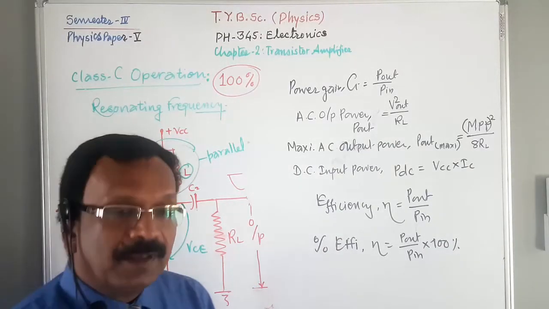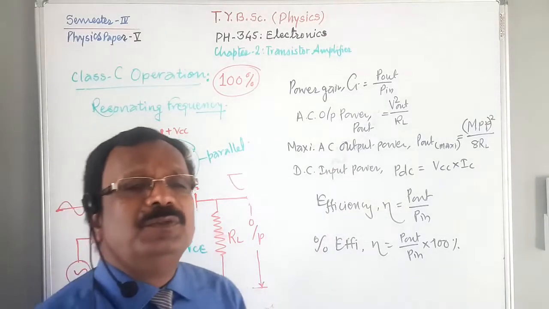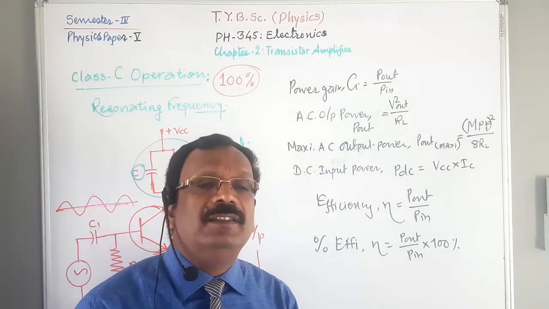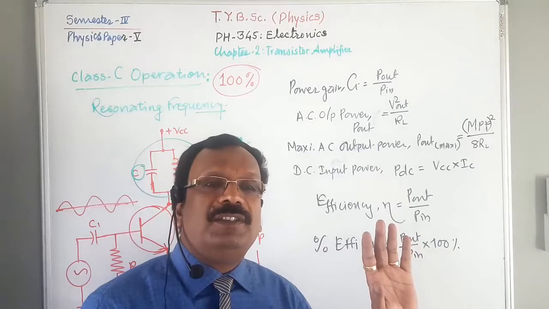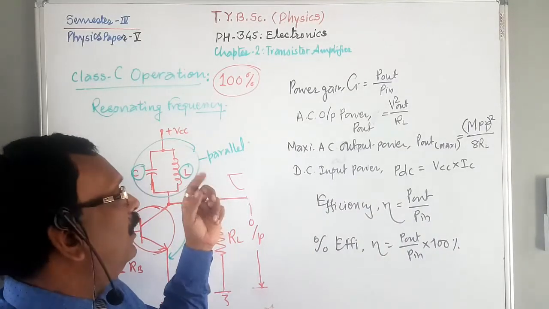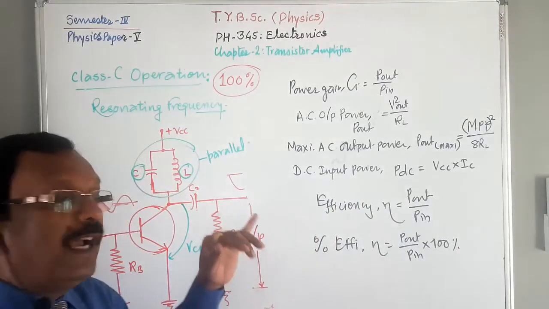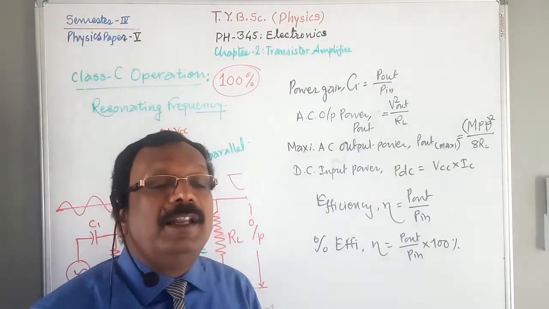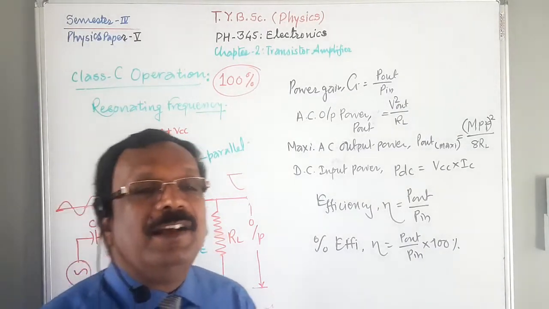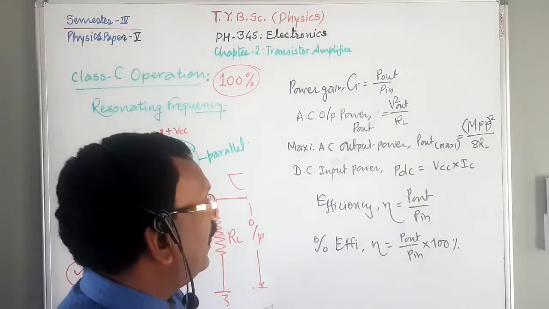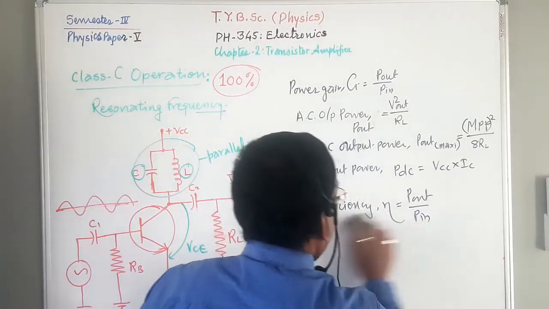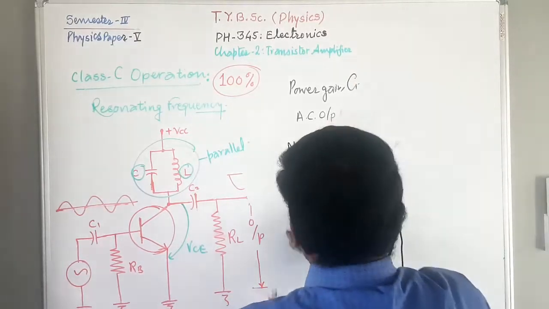Now, besides these formulas, we have to see some important formulas which are not studied in class A and class B because there is no tuned circuit there. Here an additional tuned circuit is present, so problems may sometimes be asked on this resonance circuit, that is bandwidth, then duty cycle, then angle of conduction, etc. We are going to study some important formulas, and the first formula is bandwidth. What is the bandwidth?